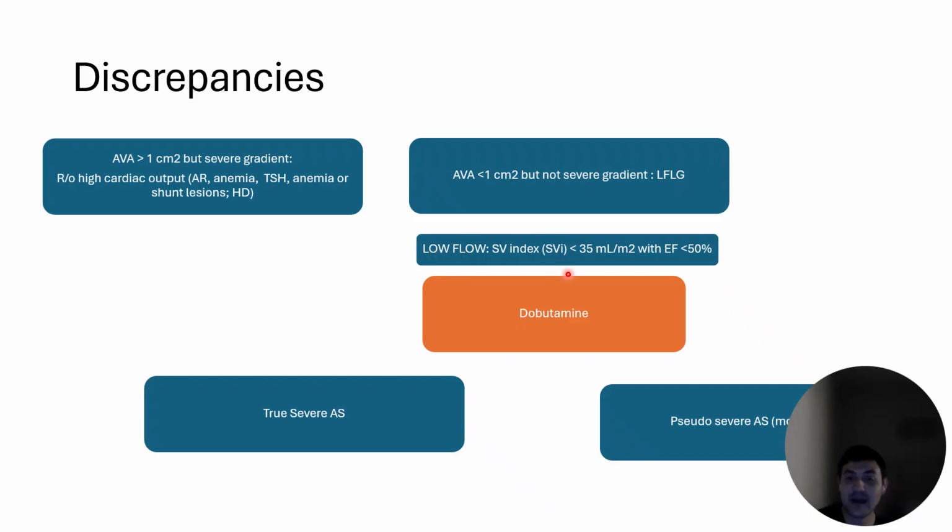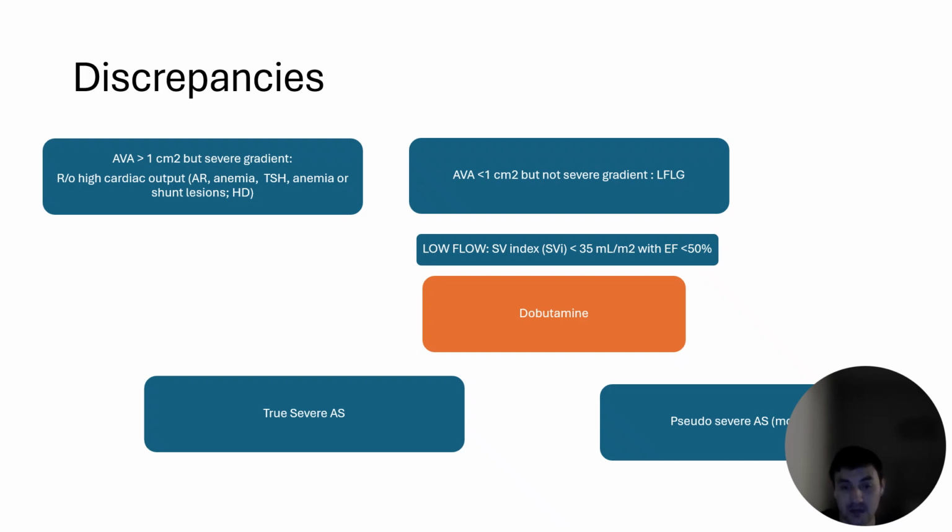If my stroke volume index is less than 35, I have low flow, and the ejection fraction is 50%. What am I going to do there? I'm going to do a dobutamine stress test. Why a dobutamine stress test? Because it's going to increase the ejection fraction. When the ejection fraction increases, I have a good, normal flow, meaning more than 35, and then I'm going to see the true severe aortic stenosis. But if I don't see severe aortic stenosis, meaning the velocity is not more than 4, that is what we call pseudo-severe aortic stenosis, and this is moderate aortic stenosis, which doesn't need to be addressed at this moment.